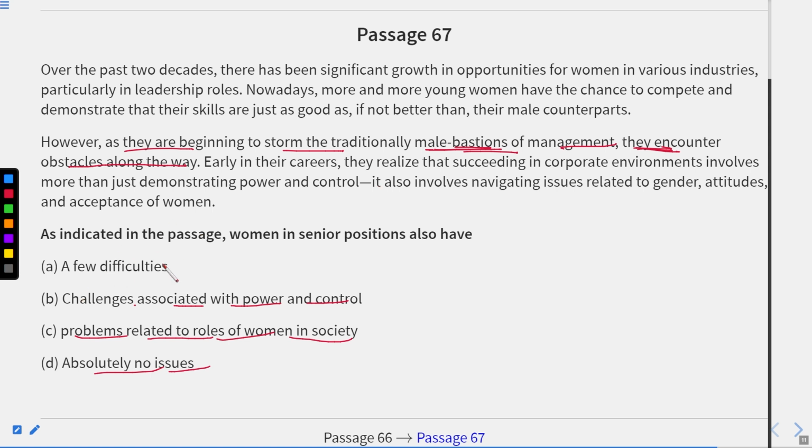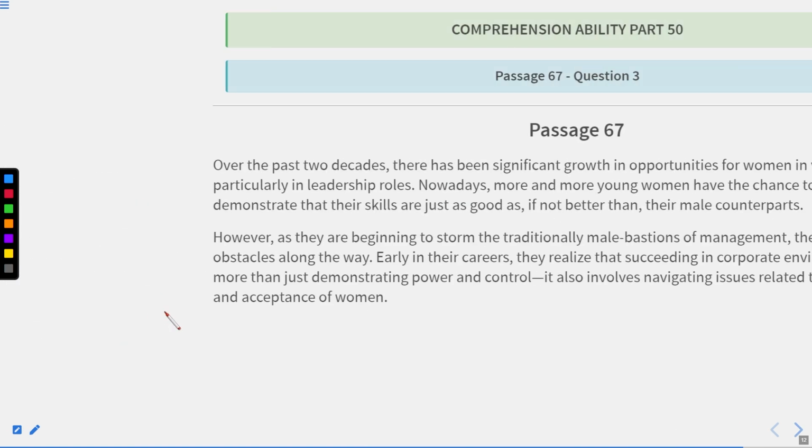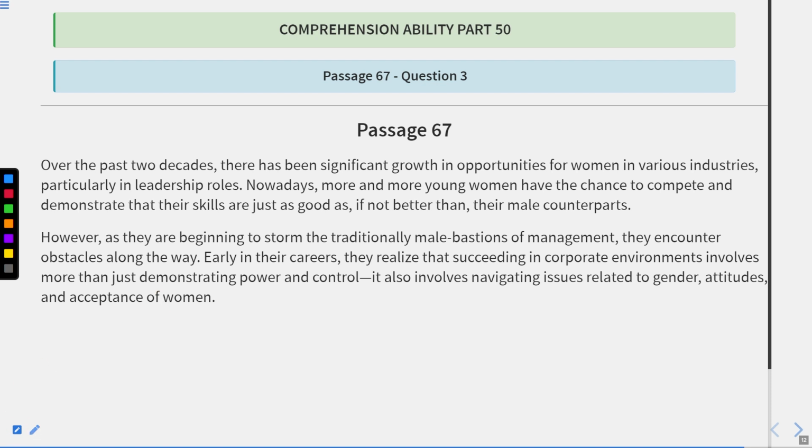So it is not a few difficulties. It means there are many difficulties. Challenges associated with power and control? No, not power and control. They face obstacles because they are women. So according to this, C will be the correct answer: problems related to roles of women in society. Just because of this, they face these issues. So according to this, C is the correct answer. Now let us move to the next one.